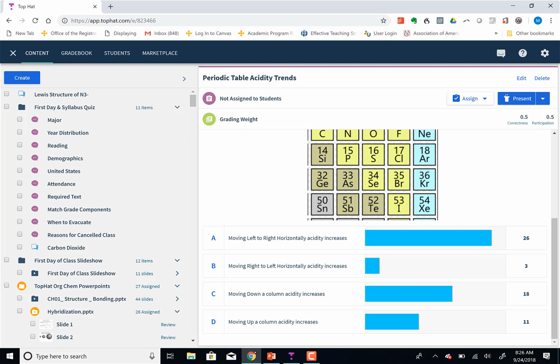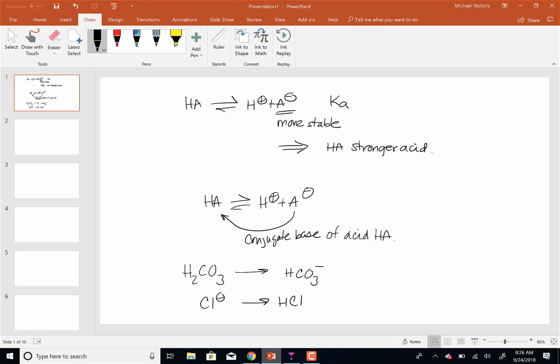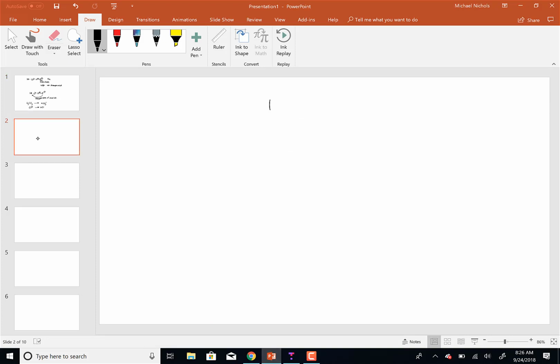So as we go left to right, acidity increases. As we go down the periodic table, acidity increases. And let's use this as an example. We've got fluorine, chlorine, bromine, iodine. What's the difference between HF and HCl? If you can remember from general chemistry.